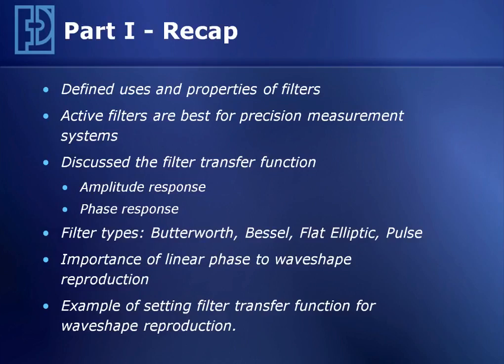Thanks, Bridget. To recap what we discussed in part one, we defined uses and properties of filters and discussed how active filters are the best choice for measurement systems that require a high degree of precision, accuracy, low noise, high stability, and good measurement bandwidth. We discussed components of the filter transfer function, namely the amplitude or gain versus frequency response and the phase versus frequency response. We talked about different filter types, the classical Butterworth and Bessel types, as well as the flat, elliptic, and pulse mode filters that Precision Filters currently offers in its products.